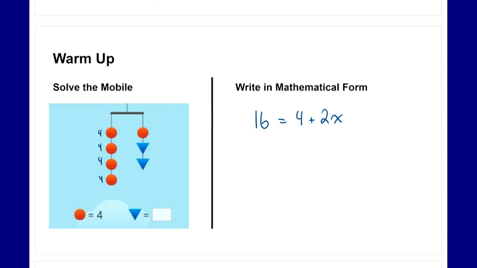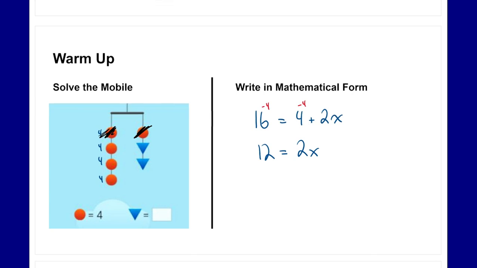You might be able to say, well, in the mobile, I get rid of 1 circle, I get rid of 1 circle. That would leave me with 12 is equal to 2x. Well, what did we just do? We canceled out the 4 on this side and canceled out 4 on this side, or subtracted 4 and subtracted 4. The 4 cancels out, disappears, and 16 minus 4 is 12.